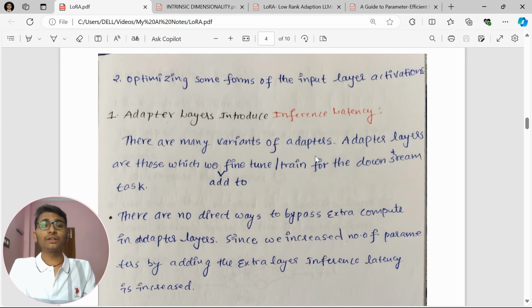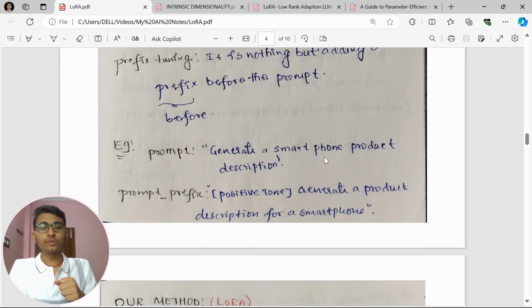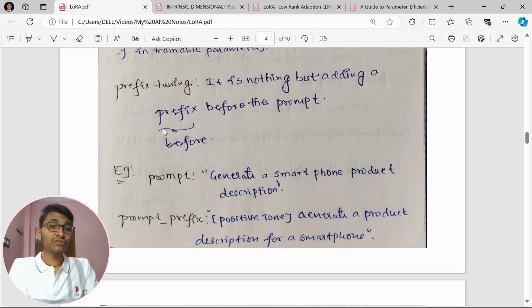Now there is another technique, directly optimizing the prompt. See, it is also very hard to optimize the prompt. Let us suppose there are two prompts here. Generate a smartphone product description. This is the prompt. And prefix fine tuning. Prefix tuning is nothing but adding some prefix before the prompt, like positive tone: view the output in the positive tone. We are already giving this information about how we want the output at the start itself. It means we have to add this prefix to every data point of our data set. That is one critical point.